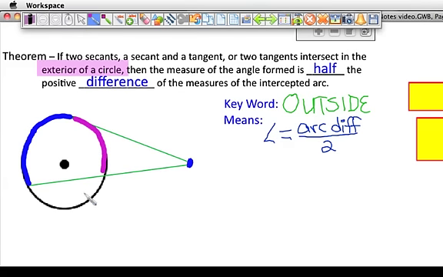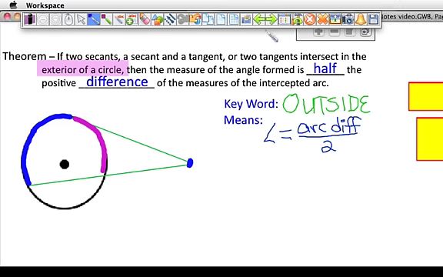This arc right here doesn't count because it's not within the boundaries. It's not within the angle. So all you do is subtract. You subtract the blue arc minus the pink arc, or you subtract the farthest away minus this one, or you subtract the bigger one minus the smaller one. Okay, but all you do is subtract.